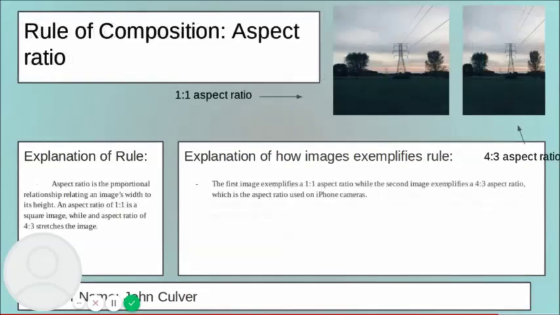This rule of composition is aspect ratio. Aspect ratio is the proportional relationship between an image's width and its height. An aspect ratio of 1:1 is basically a square, and an aspect ratio of 4:3 stretches the image. This image exemplifies this because the first image is a 1:1 ratio, making it a square, and the second image is a 4:3 aspect ratio, which is commonly used in iPhone cameras.